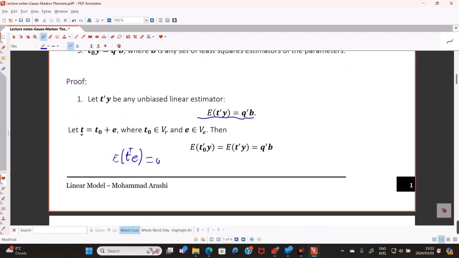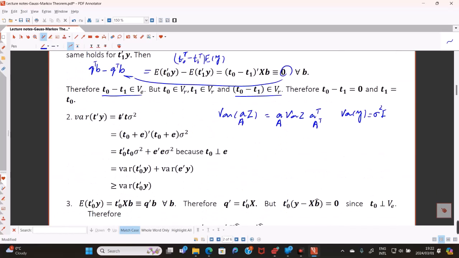If you remember from the decomposition here, you can write it as t naught plus e. So I substitute it as t naught plus e prime times t naught plus e. After simple algebra, you will get this equality: t naught prime t naught sigma square, e prime e sigma square, and then you will have e prime t naught sigma square and also t naught prime e sigma square. Since t naught is orthogonal to e, t naught prime e is equal to e prime t naught, equal to 0. And t naught prime t naught sigma square is the variance of this guy, and e prime e sigma square is the variance of this guy.